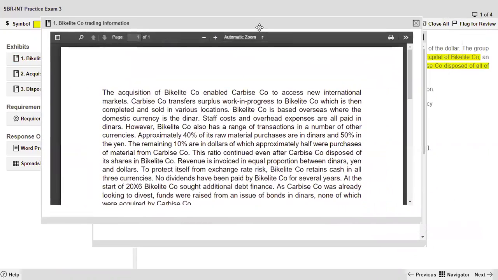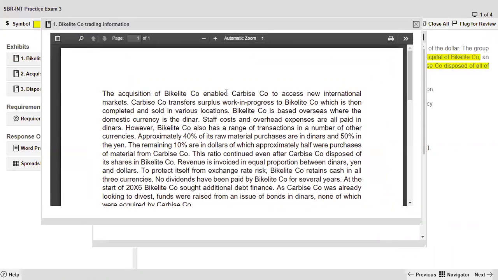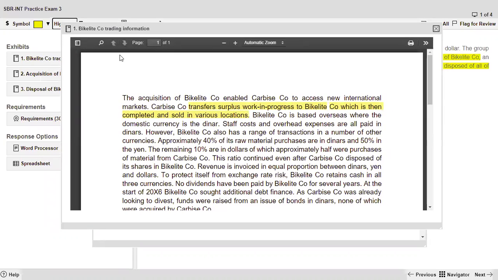Let's talk about Bike Light Company. It says the acquisition of Bike Light enabled Carbise to access new international markets. Carbise Company transfers surplus work in progress to Bike Light, which is then completed and sold in various locations. That means Bike Light had an international presence now. So Carbise sells to its existing market to whatever extent is possible, and the excess is transferred to Bike Light, which completes, prepares and sells it.